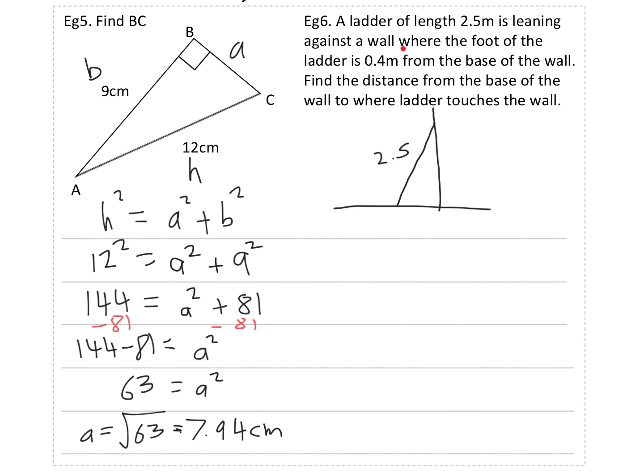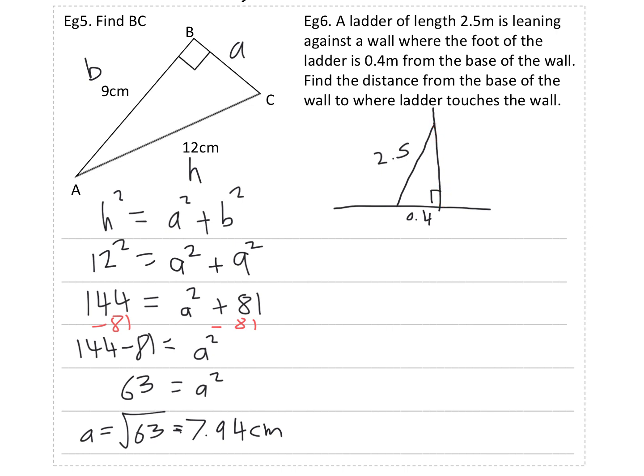Leaning against a wall where the foot of the ladder, that's the base or the bottom of the ladder, it's 0.4 meters from the base of the wall. There's the bottom of the wall, the base. So this bit here is 0.4. Now, the wall would make a right angle, by the way, with the ground. Find the distance from the base of the wall, that's from here, to where the ladder touches the wall. That's up to here. So this is our unknown.